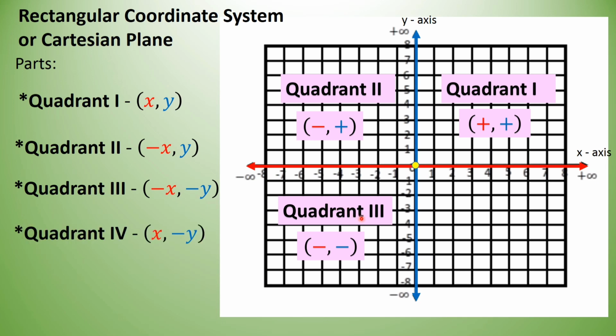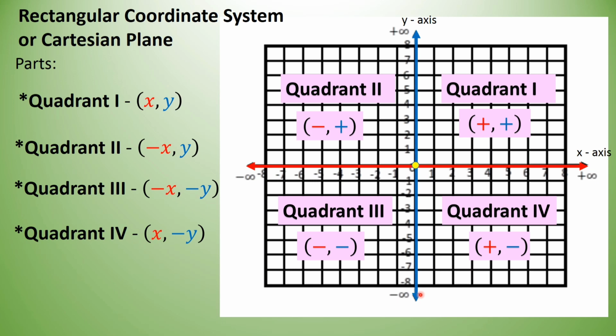Next is quadrant 4. Quadrant 4 is located on this part. The values in quadrant 4 are a positive value of x and a negative value of y. Positive, since from the point of origin going to the right, we have positive values, and from the point of origin downward, we have negative values.